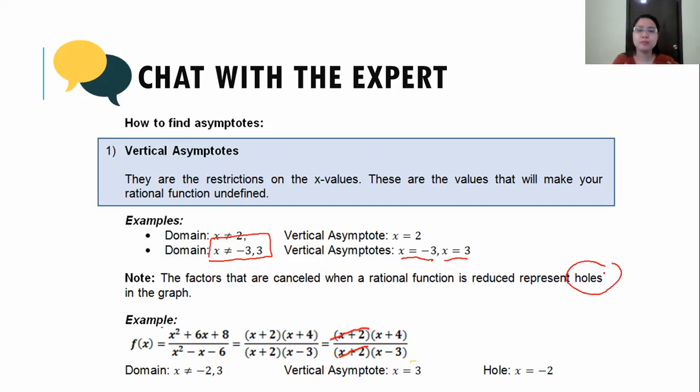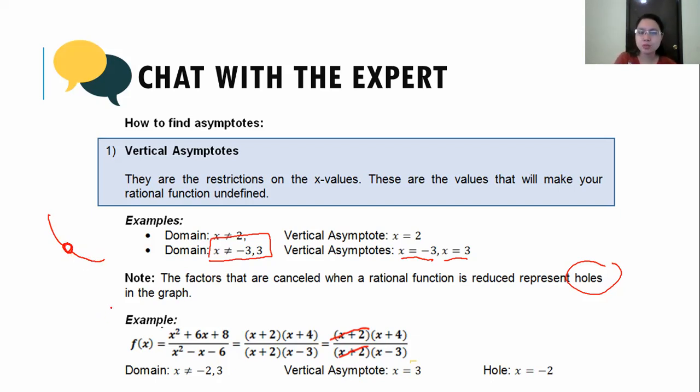Now, what is a hole? A hole is a point where it's not part of the graph and it's also not an asymptote. For example, if you have a graph like this and this is your hole, so your graph might look like that one. It means that it can be a part of the graph, but because it's a possible asymptote, it remains as a hole.